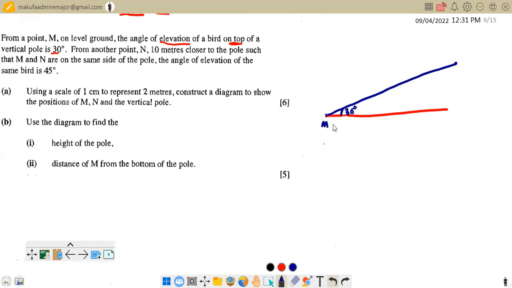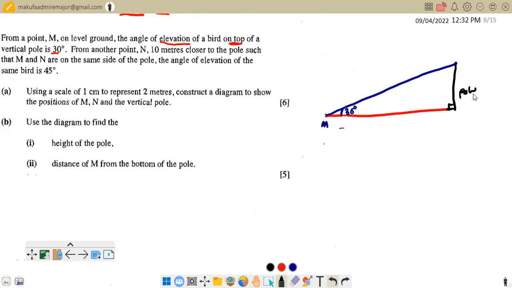Then from a further point N, 10 meters closer to the pole, which means we are moving from this M. We are now going closer to the pole. Maybe our pole is somewhere here. Let's just say this is our pole at this point, like this one. So this is the angle of elevation to be at 90 degrees. Okay, so we are moving closer to the pole, which means we are going in this direction.